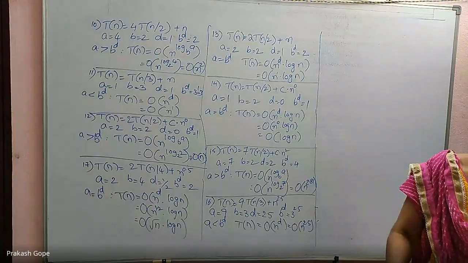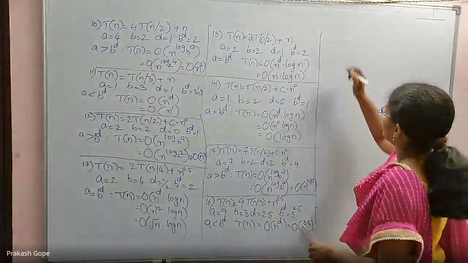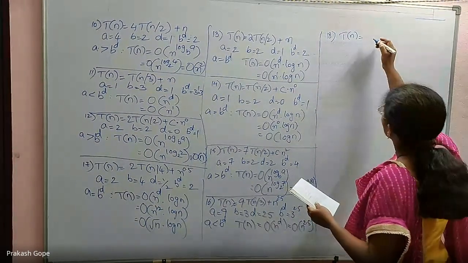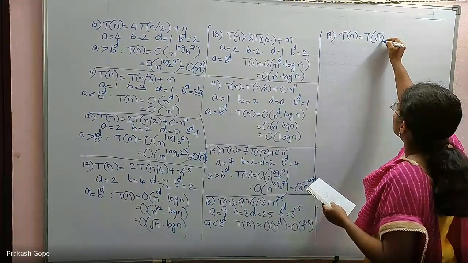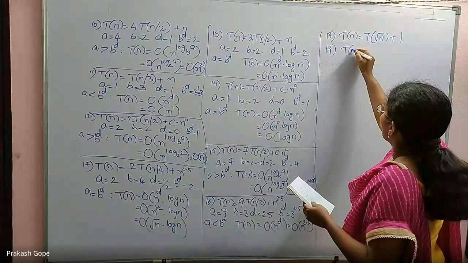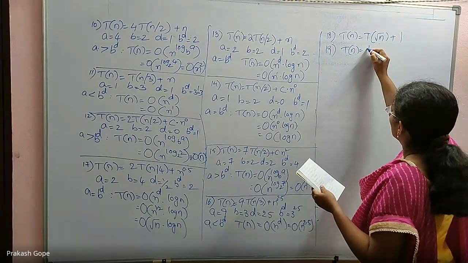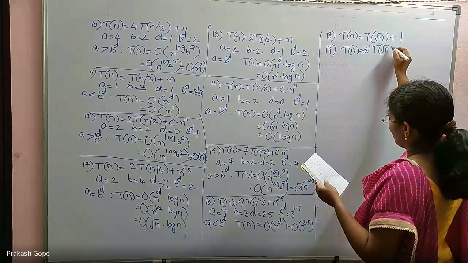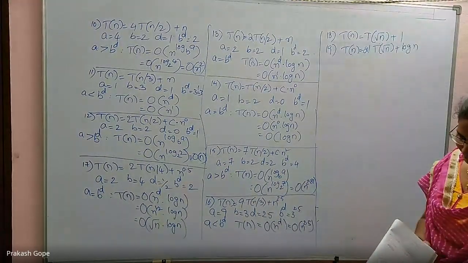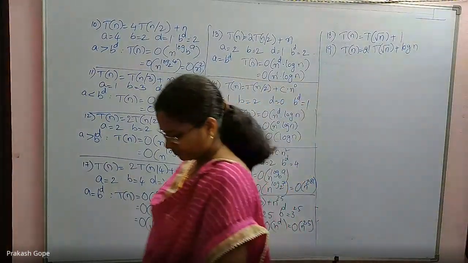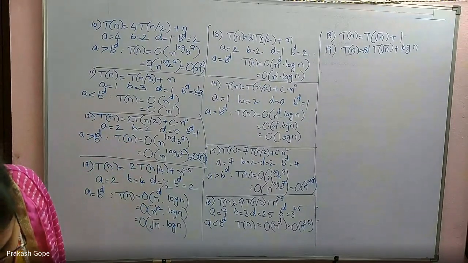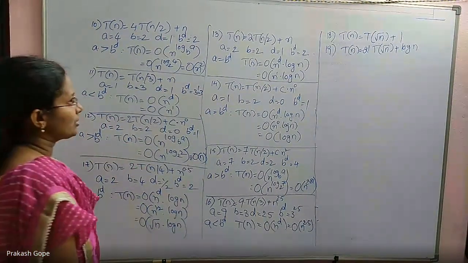Yeah, next two problems. I'm writing 18 and 19. 18 is T of n is equal to T of root n plus 1. 19 is T of n is equal to 2 times T of root n plus log n. You need to solve these two questions now. Just look at these two questions.